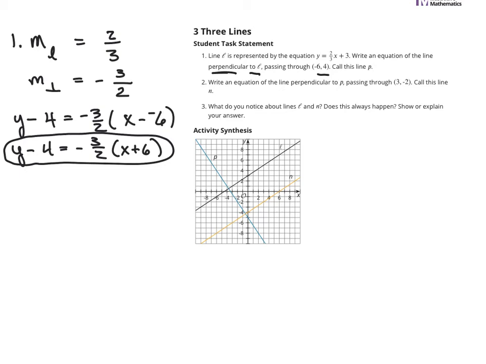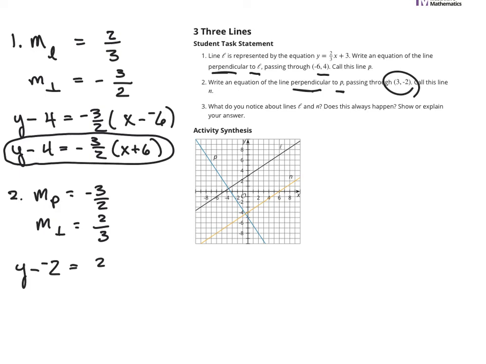Now we're going to do a line perpendicular to P. So the slope of P is negative 3/2. We want perpendicular to that. So opposite sign, flip your fraction. And we're going through 3, negative 2. So y minus a negative 2 equals m x minus 3. Simplify it. Y plus 2 equals 2/3 x minus 3.